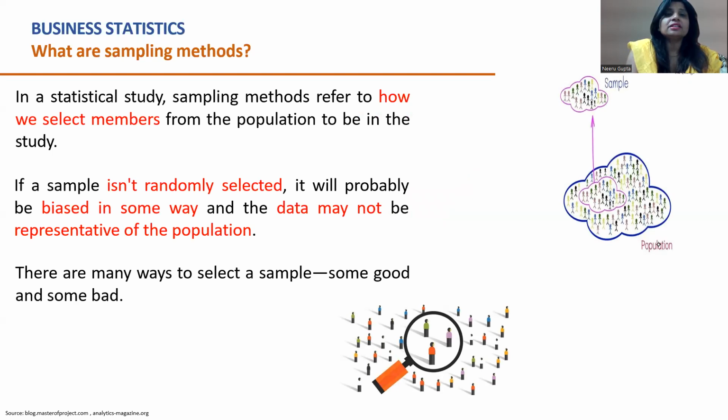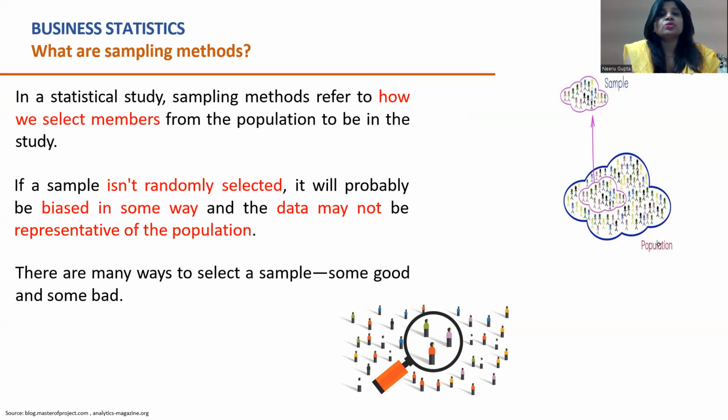In a statistical study, sampling methods refer to how we select members from the population to be in the study. Whatever the population, from that population, which kind of sample we will take, that we will study in this PPT. If a sample is not randomly selected, it will probably be biased in some way and the data may not be representative of the population.